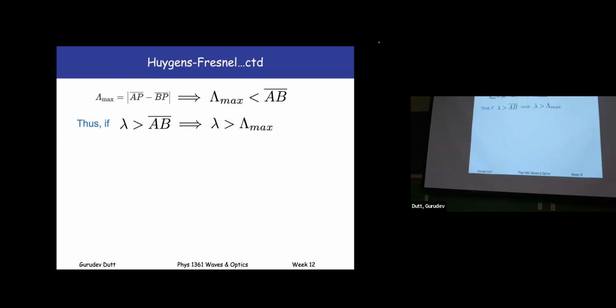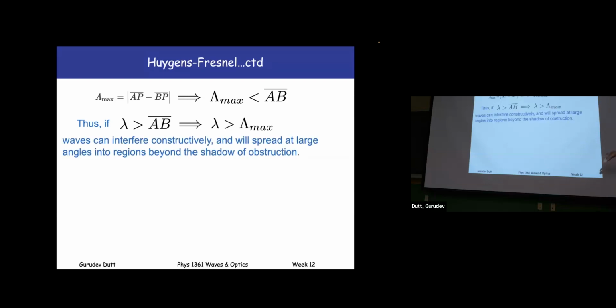So what does all that say? Well, if lambda is much greater than this lambda max, then I'm only going to see constructive interference, because I can never achieve a condition where, say, lambda max is lambda over 2. Because lambda is so much greater than lambda max, I'm never going to see destructive interference. I'm only going to see constructive interference. So I will get waves at regions beyond the shadow. I can get constructive interference even though I'm in the shadow of the obstruction.